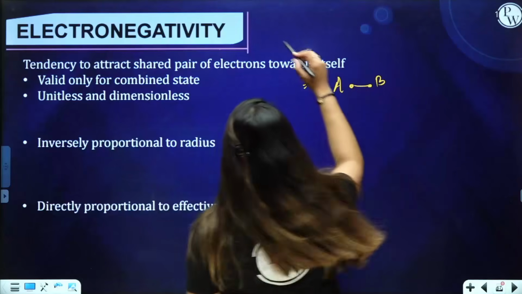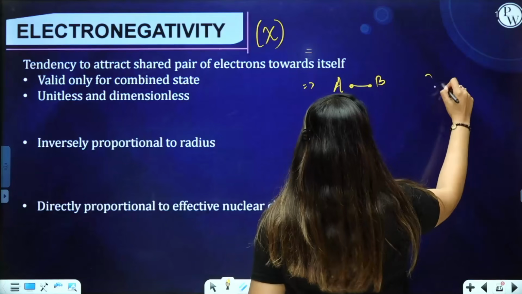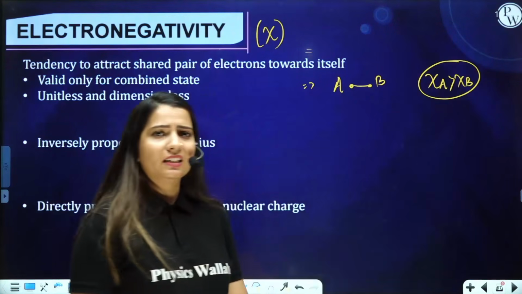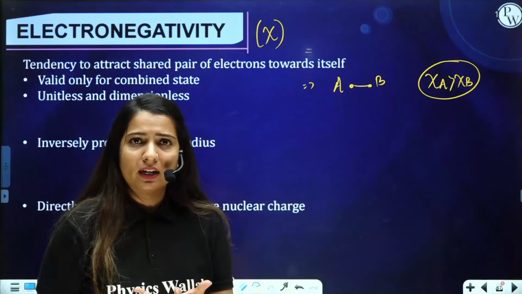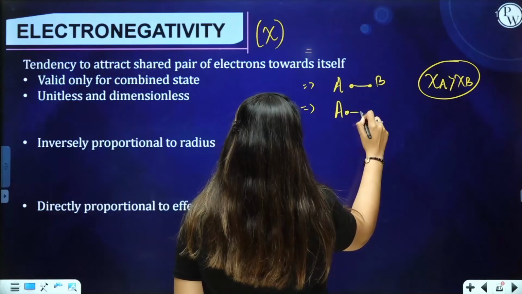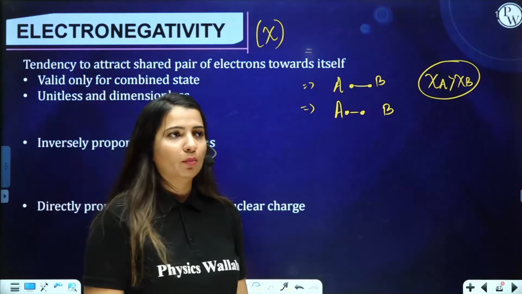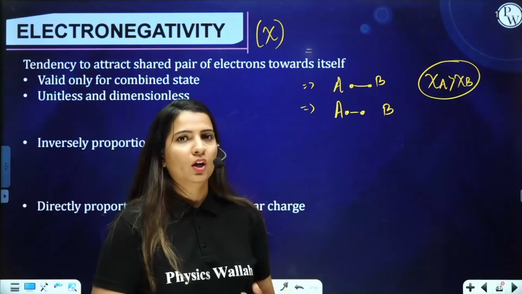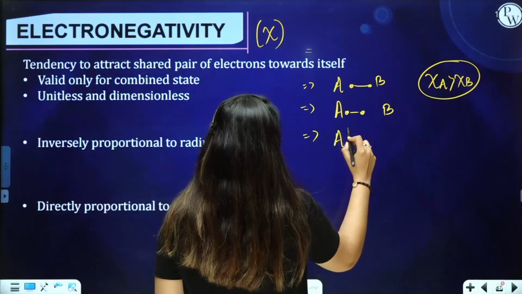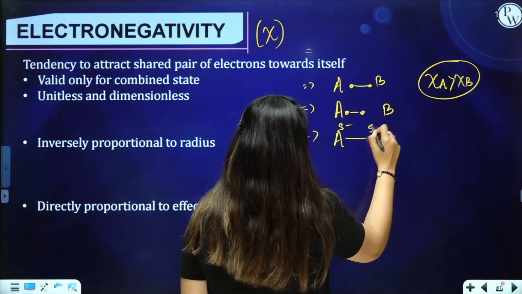And I know that the symbol of electronegativity is this. Remember this, okay? You have that electronegativity of A is greater than electronegativity of B. You know this thing. So what is the result of this difference in electronegativity? It means that the electron will be shared towards A more because A is more electronegative. It has more tendency to attract this shared pair of electrons towards itself. As a result, it will form A as del negative and B as del positive.